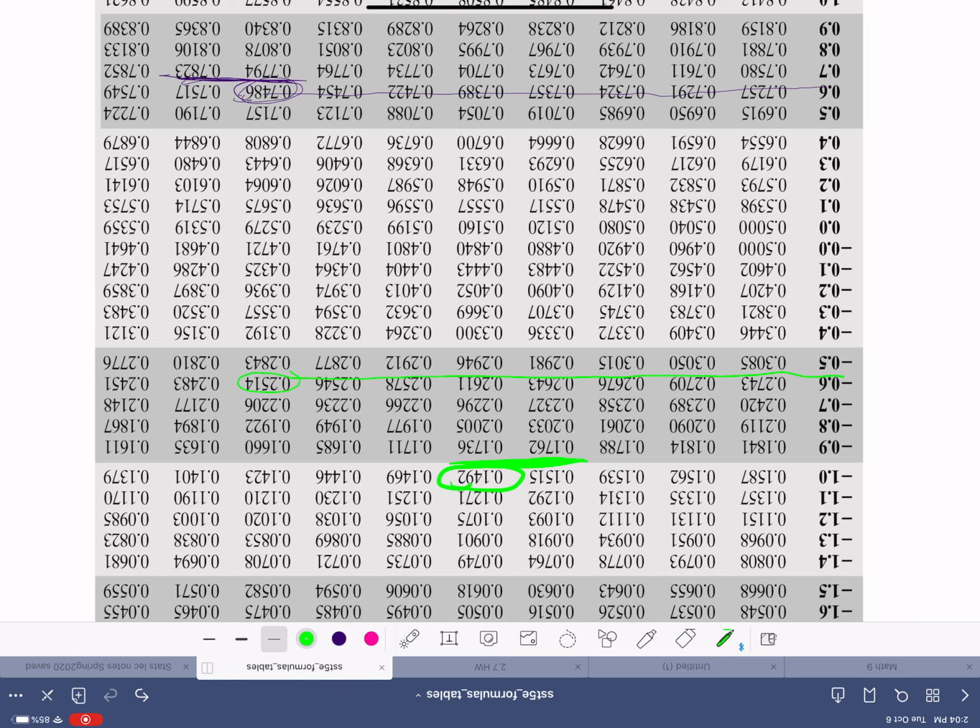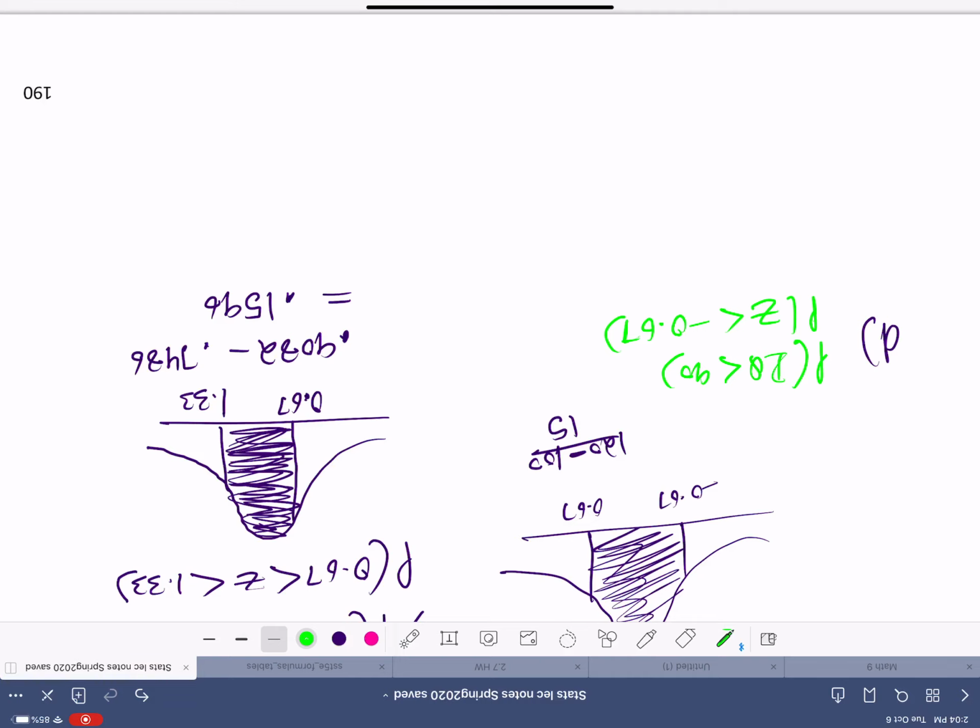0.2514. Area to the left, that's all we were looking for, 0.2514. Again, I got this from the table. If you use the calculator, your answer will be slightly different. They both should be acceptable to MyMathLab. Okay, pretty close. So about 25% chances that you randomly select somebody and their IQ will be less than 90.